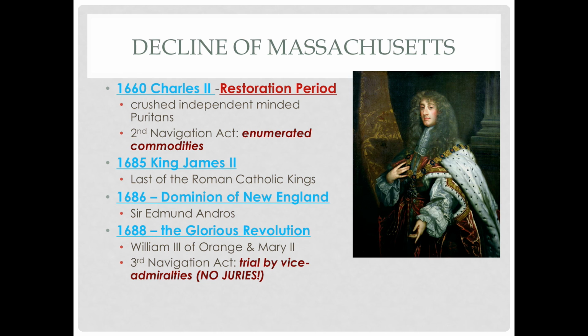This one not only stops you from trading with other countries, but it created something called enumerated commodities. In other words, it's too easy to smuggle. You could go down to the sugar plantations, for instance, in the Caribbean, and claim that you took on 500 pounds of sugar. But by the time you got to Boston, maybe there'd only be 200 pounds of sugar, because you've smuggled that sugar at other places with the French or the Spanish or the Dutch.